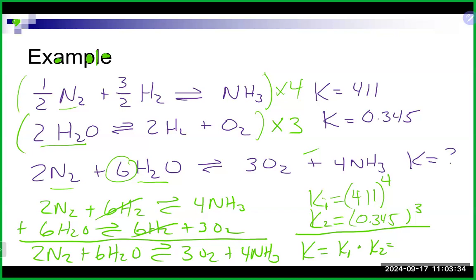So that's going to be 4.11 to the 4th power. And we're going to multiply it by 0.345 to the 3rd, or cubed. And that will get us something like 1.17 times 10 to the 9, I believe, in this case. Any questions on that there? So again, very commonly, you may be given some individual equations that have equilibrium constants. You may need to use those and manipulate them to figure out the equilibrium constant of an unknown reaction. Any questions on how to do any of that there?